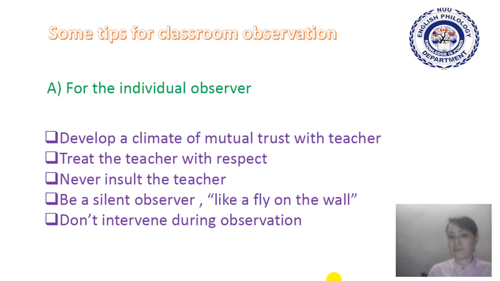Let's come to the feedback. Some tips for classroom observation. For the individual observer, they can develop a climate of mutual trust with the teacher, treat the teacher with respect, and try never to insult the teacher. Be a silent observer, like a fly on the wall. Don't intervene during the observation. Sit silently and make notes, and at the end you might ask about the lesson.